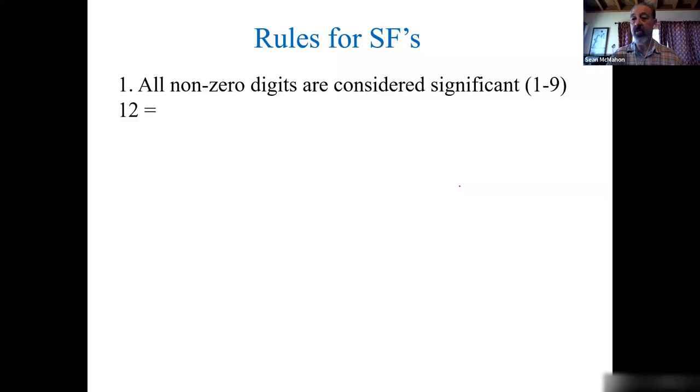So the first rule, and I give them weird names, is that all non-zero digits are considered significant. So the digits 1 through 9, if I write them in a homework problem online or in your book, means it's significant. So if I see the number 12, how many non-zero digits are there? Well, there's 1, that's 1 non-zero digit, and there's 2. There's another non-zero digit. So there are 2 sig figs because there are 2 digits.